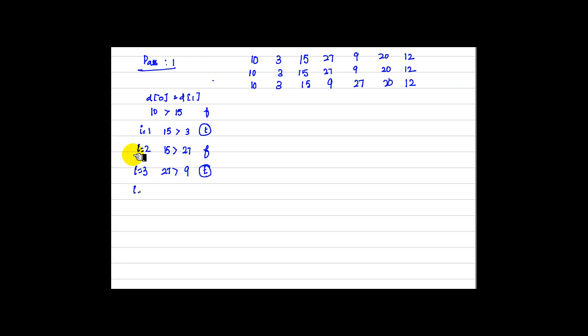Now i gets incremented to 4. We check at the fourth position: is 27 greater than 20? The condition is true, hence we swap 27 and 20. Only the 27 and 20 elements get interchanged. Now we have i equal to 5. We check whether 27 is greater than 12. It is true, and since it is true, we have the swap.